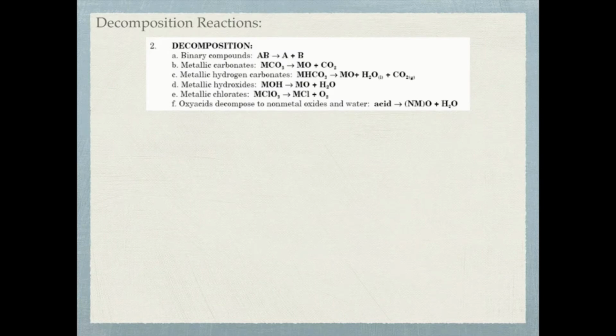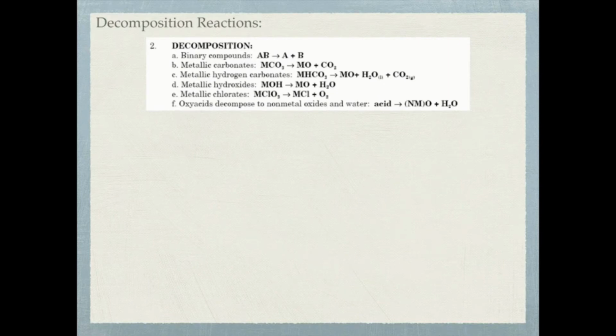For D, you've got a metal and hydroxide, which is a base, and it's going to break apart into a metal oxide and water. That reaction we've already looked at. That is the opposite of your synthesis reaction of a metal oxide and water. For E, you've got a metal with chlorate, MClO3, and it's going to break apart into MCl and O2. And finally, if you have an acid, it's going to break apart into a nonmetal oxide and water. That's identical to your synthesis reaction. Again, just reverse. So 2A, 2D, and 2F you've already looked at.